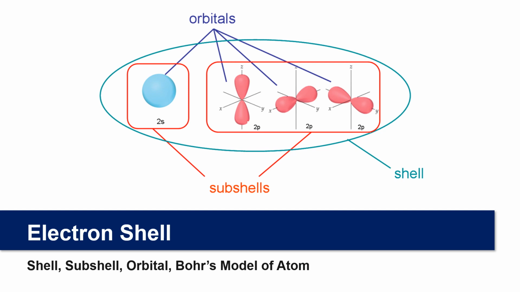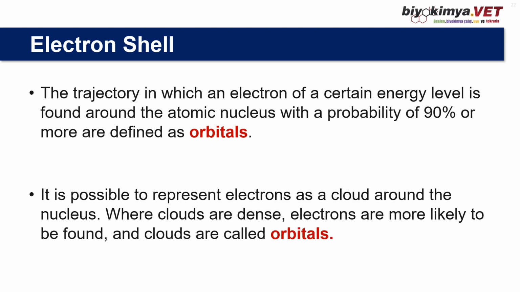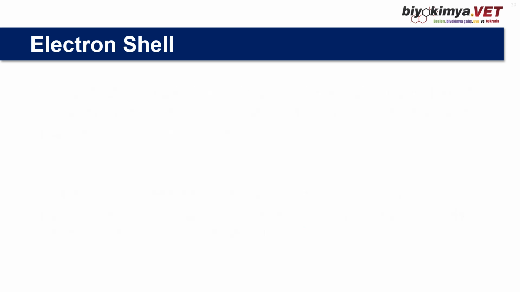Continuum, electron shell. The trajectory in which an electron of a certain energy level is found around the atomic nucleus with a probability of 90% or more is defined as an orbital. It is possible to represent electrons as a cloud around the nucleus. Where clouds are dense, electrons are more likely to be found, and the clouds are called orbitals.